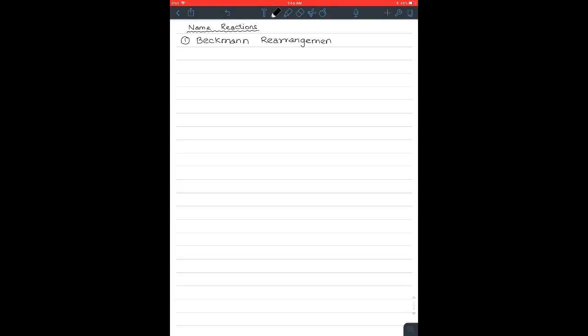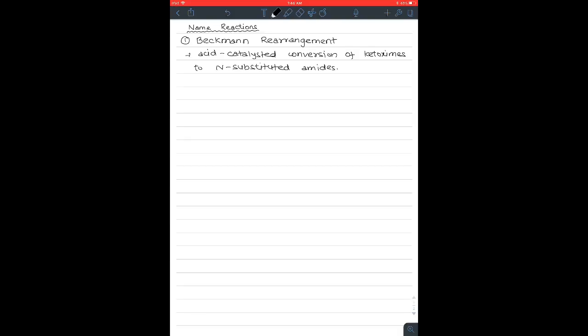Now what actually is Beckmann rearrangement? This is the acid catalyzed conversion of ketoximes. I hope you have an idea about ketoximes. So it is the acid catalyzed conversion of ketoximes to N substituted amides. Right. So what actually are ketoximes? When a ketone is treated with hydroxylamine, the product which we get is known as ketoxime.